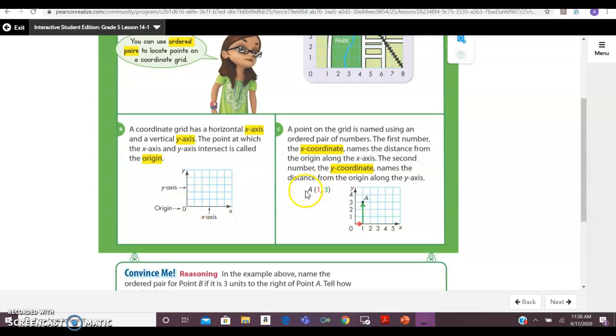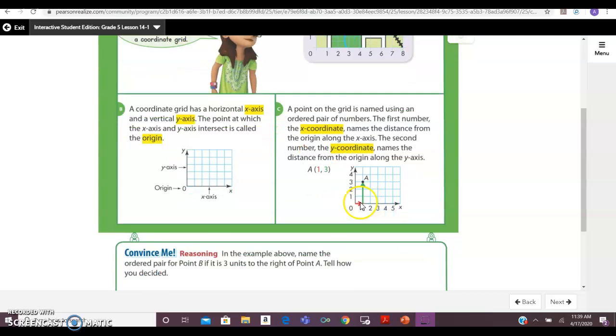So we have the ordered pair A. Okay, it says 1, 3. So the 1 is our x-coordinate and the 3 is our y-coordinate. The 1 tells us how far to the right to go. The 3 tells us how far to stand up. Okay, so you're going to crawl to the right, then stand up. So for point A, we're going to crawl 1 and stand up 3. Okay, and that's where we will locate the ordered pair 1, 3 or point A.